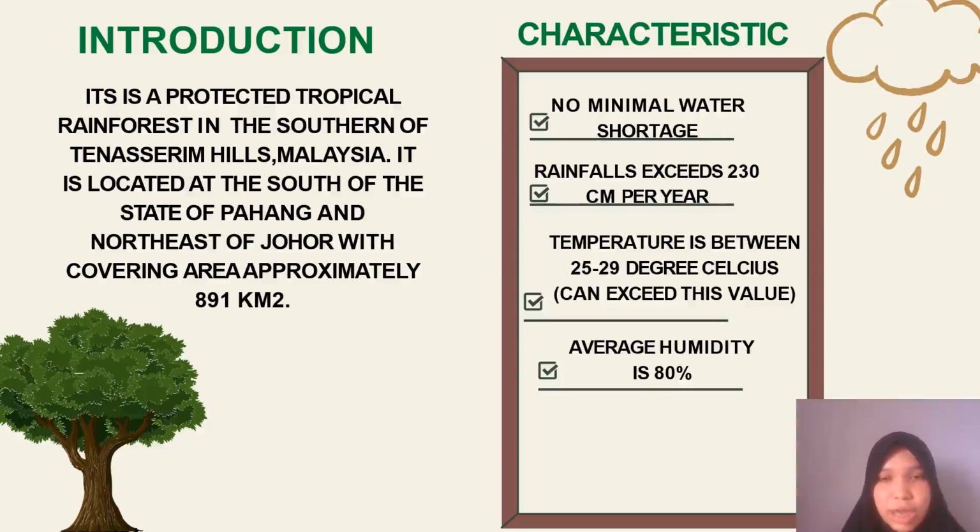So it has minimal water shortage because it receives rainfall exceeding 230 cm per year, and the temperature is between 25 to 29 degrees Celsius, but it can exceed this value. And the average humidity is 80%, because we know our country, Malaysia, is known and popular for the climate being hot and humid all year round.